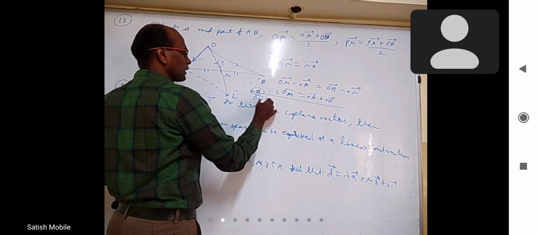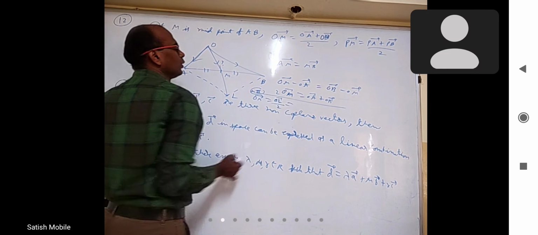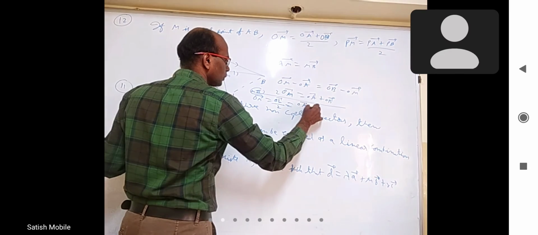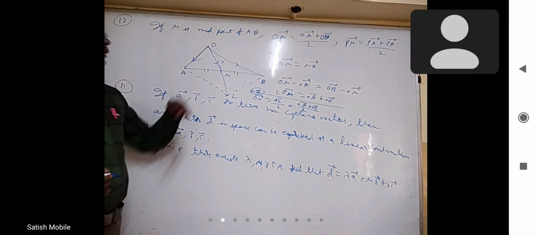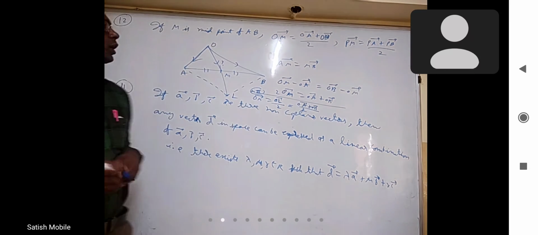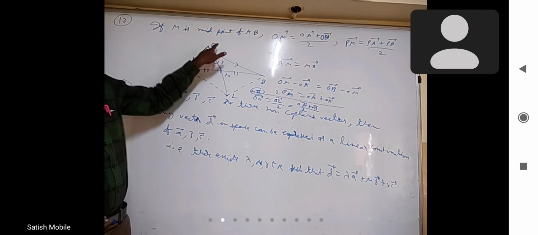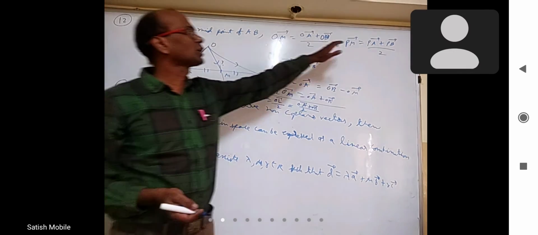OM bar is actually OL bar by 2. OL is nothing but, by parallelogram law, OA bar plus OB bar. So OM is OA bar plus OB bar by 2. You can explain this way or you can explain this way. Now, in the place of O, you can write P also. PA bar plus PB bar. If P is here, it will be PL bar. Half of that will be PM bar. That's how we can explain this.